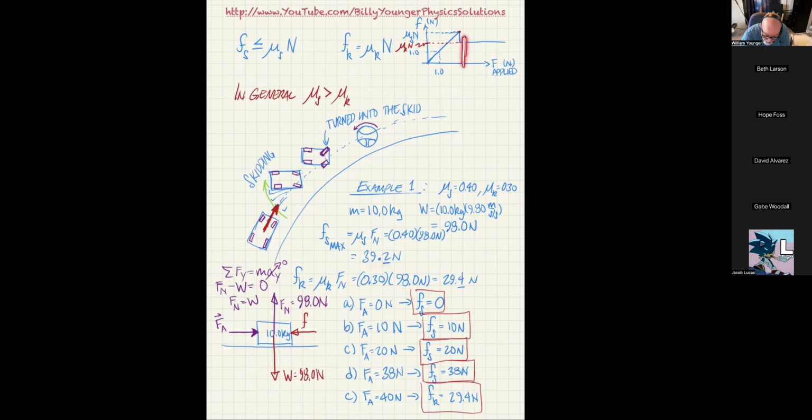So we're in this region right here. That region right here, we go up and the friction force is exactly equal to mu kinetic times the normal force, which we found was 29.4 newtons. So hopefully y'all really understand it now that I explained it twice.